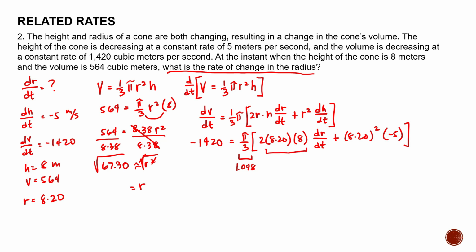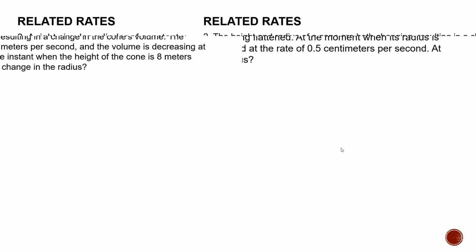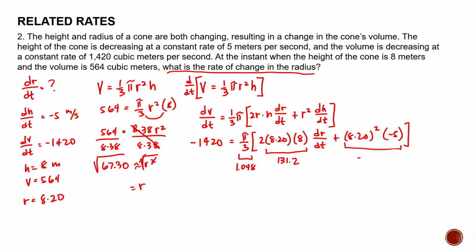Okay, let's solve this. 2 times 8.20 times 8 is 131.2. Then let's solve this. 8.20 squared times negative 5 is negative 336. Oh, hold on. Negative 336.2. Okay, so now that we have those values, the next thing that we will do is divide this by 1.048, to cancel this out.